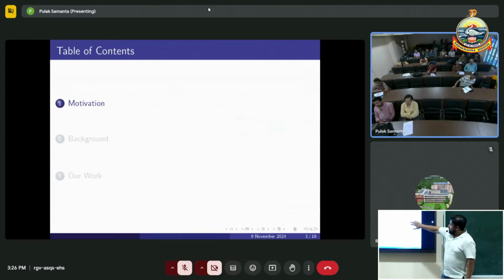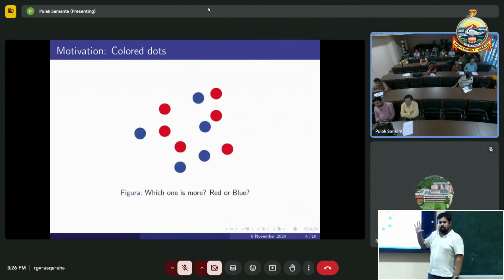Okay, so motivation. Look at this picture, and if I ask you to count how many red dots and blue dots there are, it's pretty difficult.